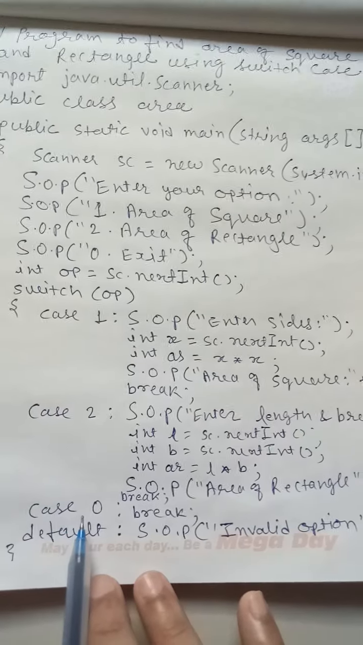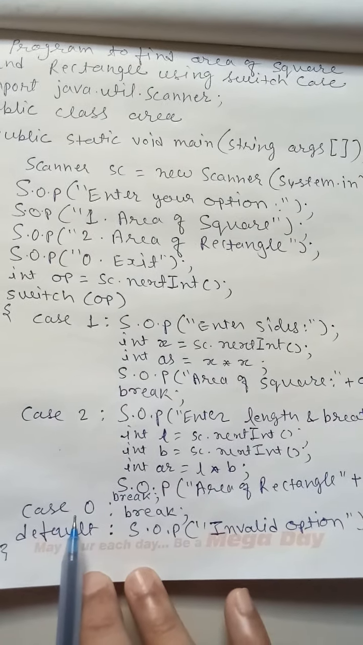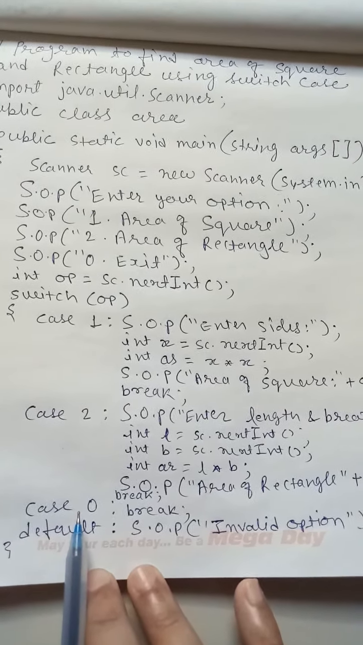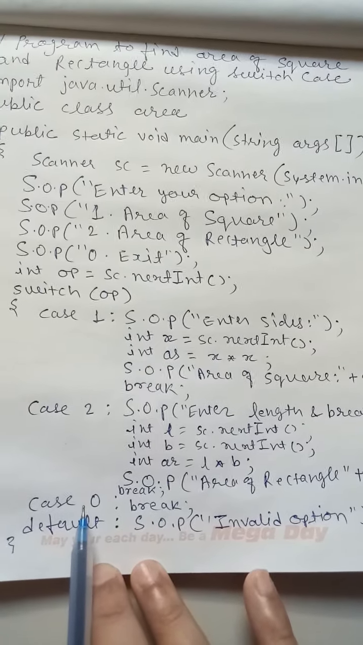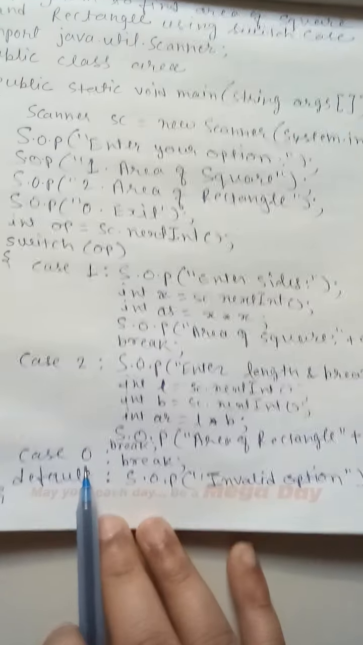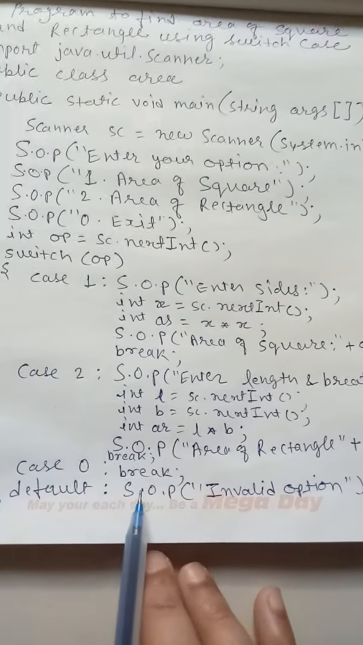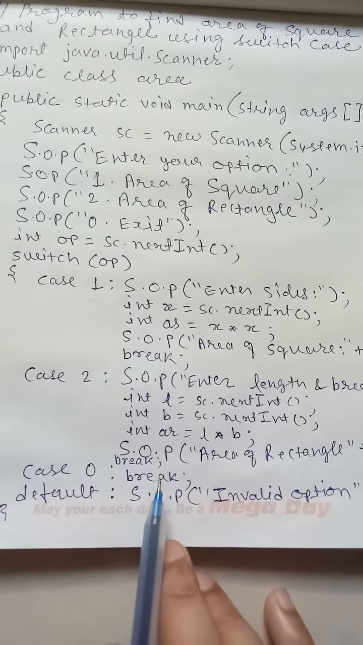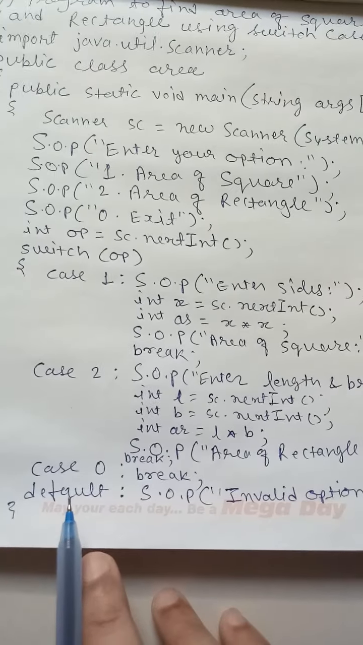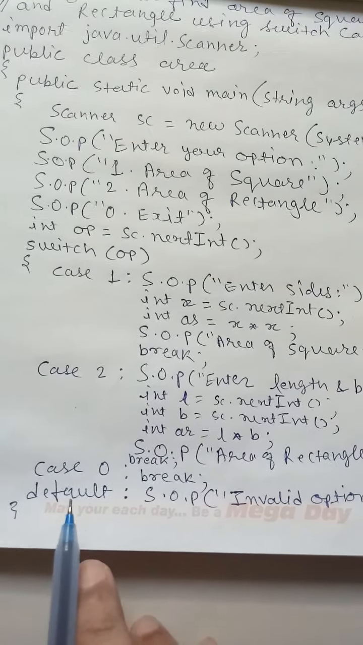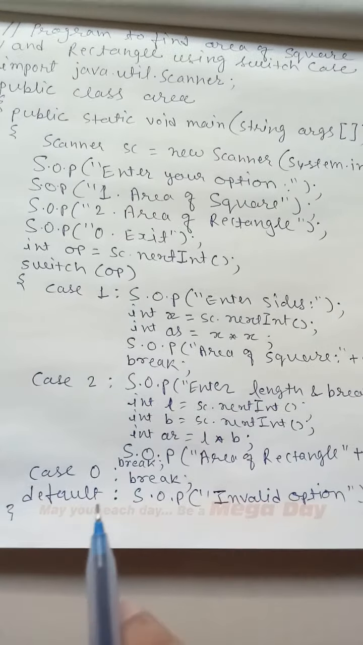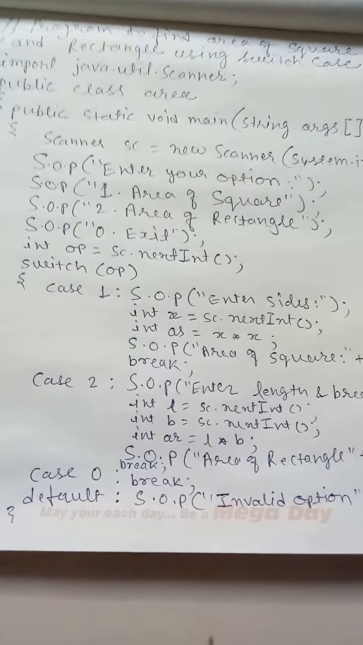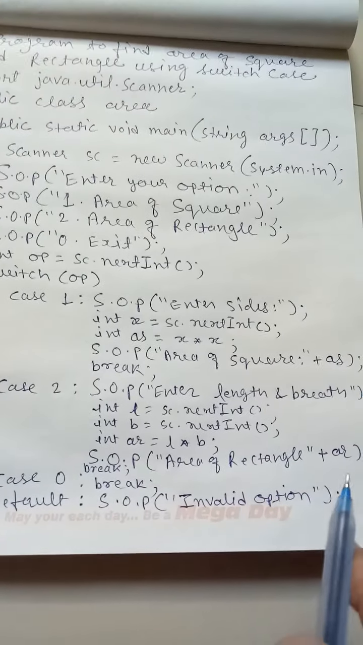Now the case 0. Why have I taken 0 as exit? If you want to add more cases in this program, you can take 3, 4, 5, 6, and 0 will be fixed for the exit. So in this you don't need to do anything, just write down the break and you will come out of the program. Then, so many times I have told you in the classroom what is the use of default. मतलब if user does not enter any choice out of 1, 2 or 0, it will move to the default and it will display invalid choice.